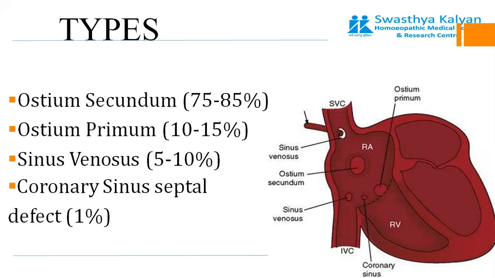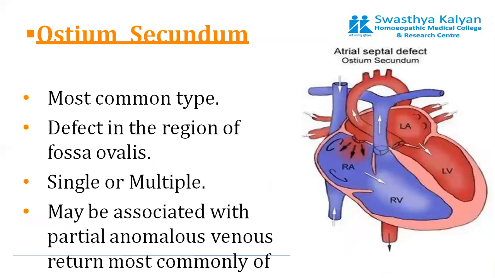So the most common one is ostium secundum, making up around 75 to 85% of cases. The most common type of ASD is ostium secundum. The defect is in the region of the fossa ovalis. There may be a single or multiple openings, and it may be associated with partial anomalous venous return, most commonly of the right side.